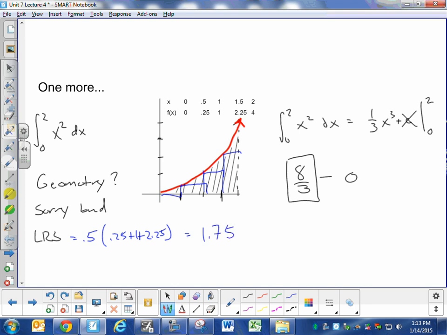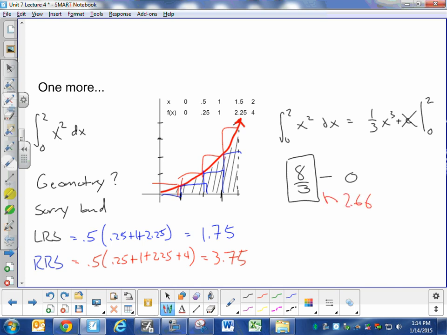So what's 8/3? 2.6 repeating. Okay, well, it's under. It's not a little bit under. Let's do a right Riemann sum. A right Riemann sum is going to be over, right? So 0.5, I'll have 0.25, 1, 2.25, and 4. What do I get there? 3.75. Okay, well, that's over. That makes me feel a little bit better that 2.6 repeating is my answer.